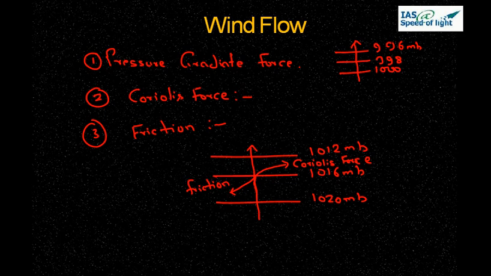Now if we put all these three forces together, we get a resultant wind which is at 45 degrees to the isobars. So this is a very important point. This resultant wind will have an angle of 45 degrees to the isobar. Isobar means the line of the same pressure. So the resultant wind will have an angle of 45 degrees with respect to the isobars.